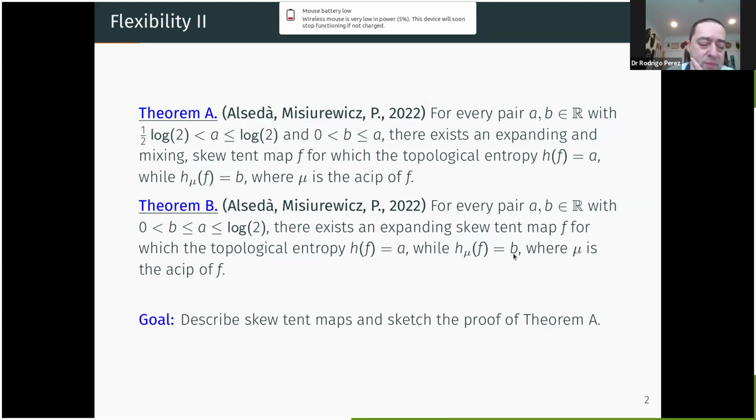So due to the time constraints, I'm going to spend most of the time explaining what the skew-tent maps are and then give a quick sketch of the proof for theorem A, but not a complete proof. And the proof for theorem B is similar.